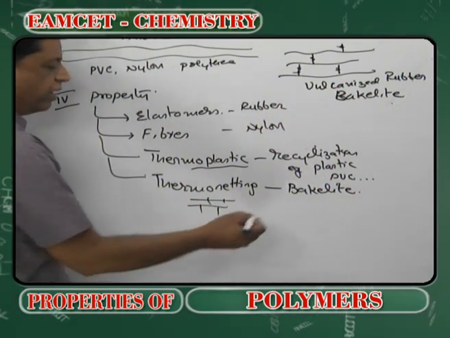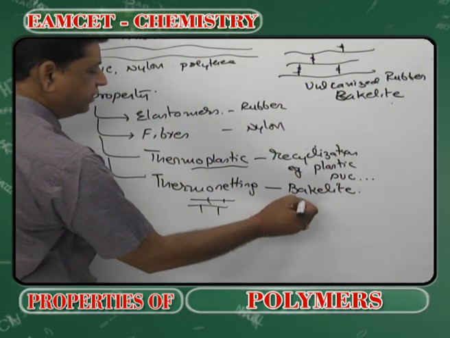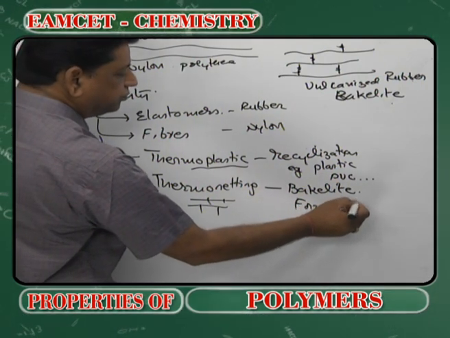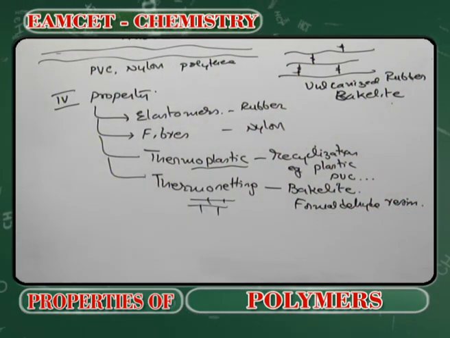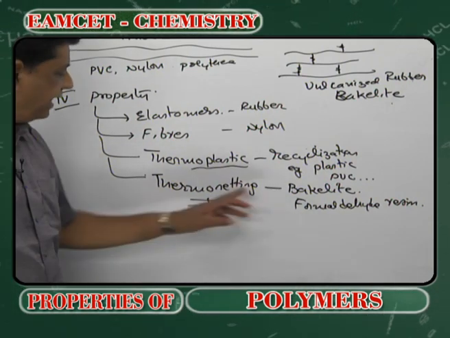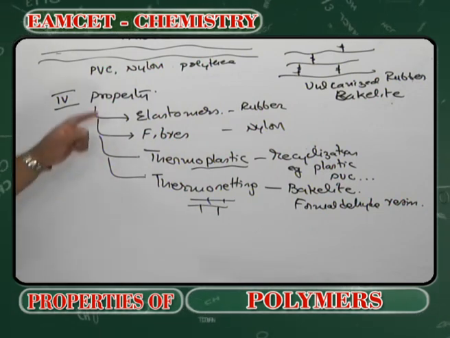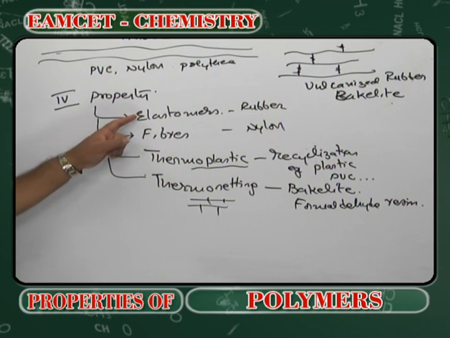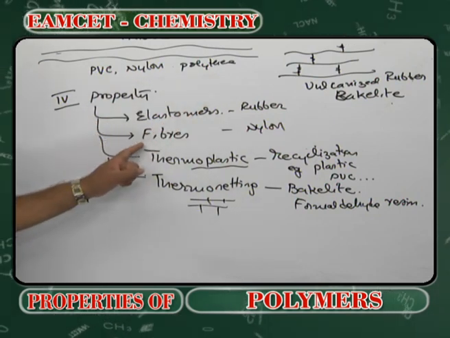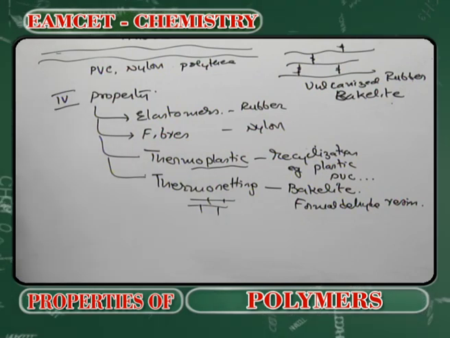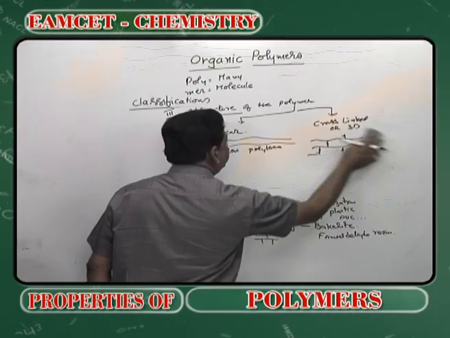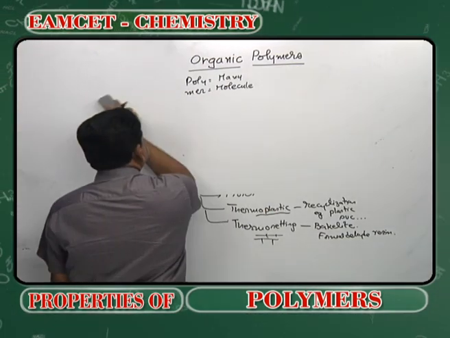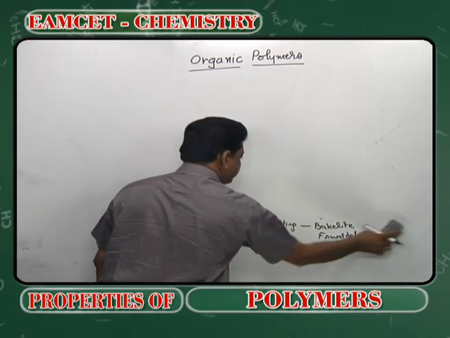Resins, most of the formaldehyde resins, phenol formaldehyde, melamine formaldehyde and other formaldehyde resins act as thermosetting polymers. So mainly thermoplastic and thermosetting, however, based on the elastic nature and the thread making nature, we have two more varieties, totally four varieties of polymers based on property. This is about the classification of polymers.